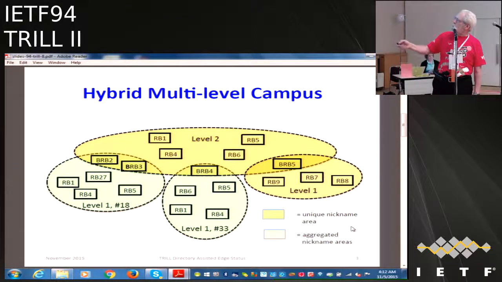On the other hand, these two level 1 areas are shown as having an area number, like 18 here and 33, and these have duplicates. So RB1 exists in level 2. It also exists inside this one. And other ones can be duplicated both between these and between that and the unique area. So these are aggregated nicknames. Generally, the border RBridges still have to be unique. So that's just a diagram to show what I'm talking about.